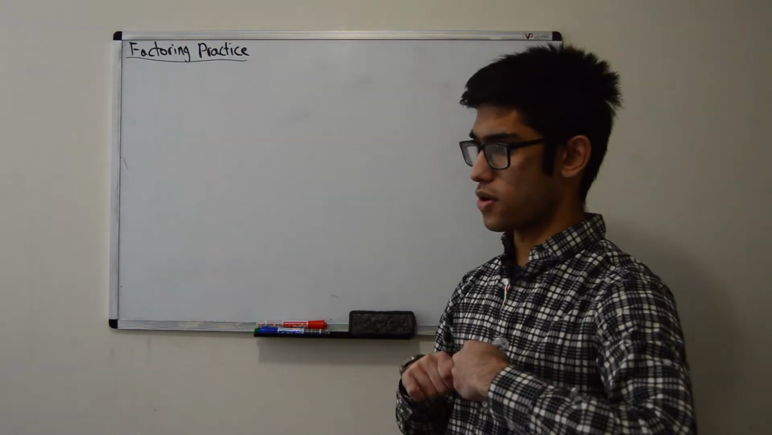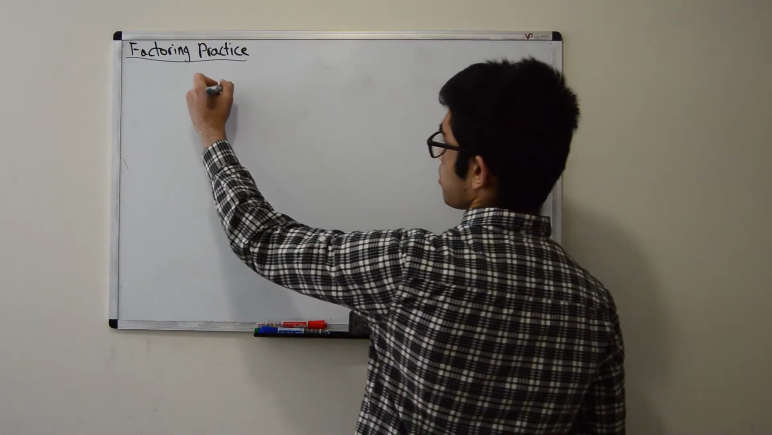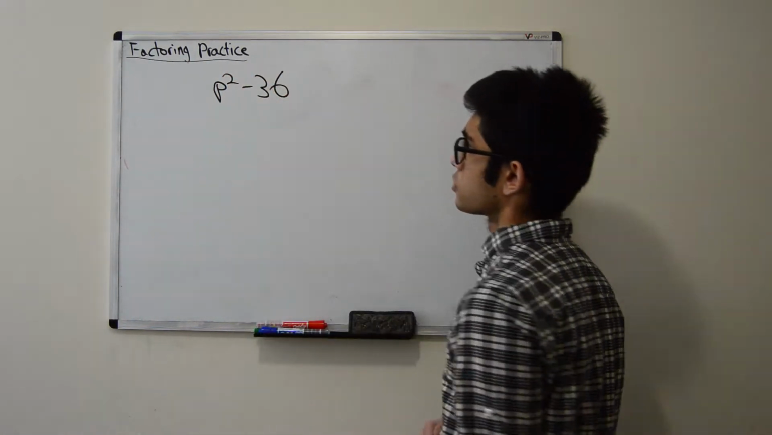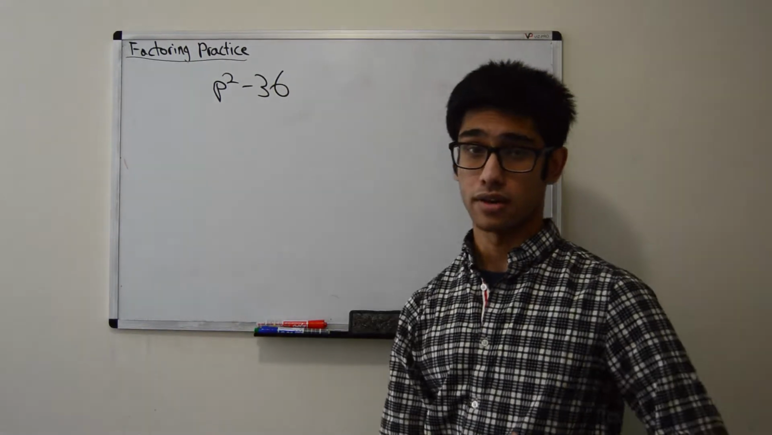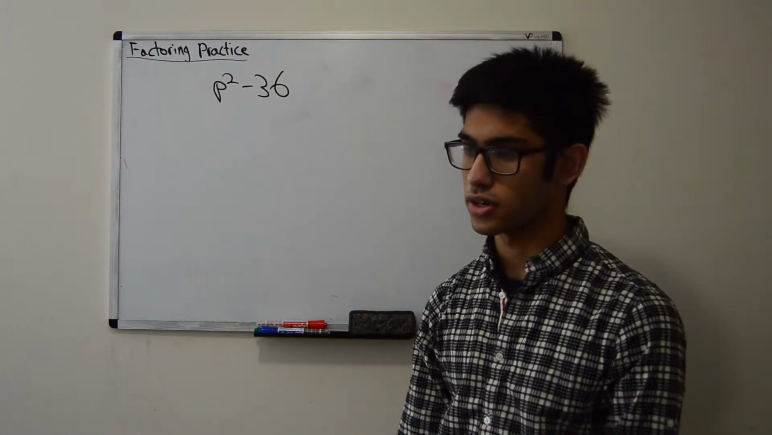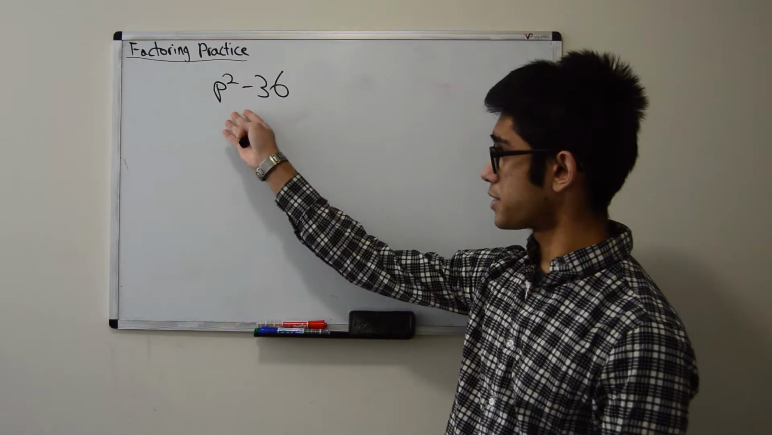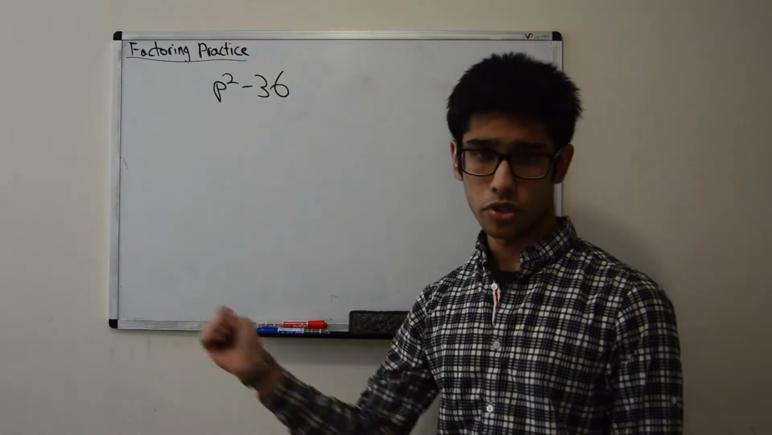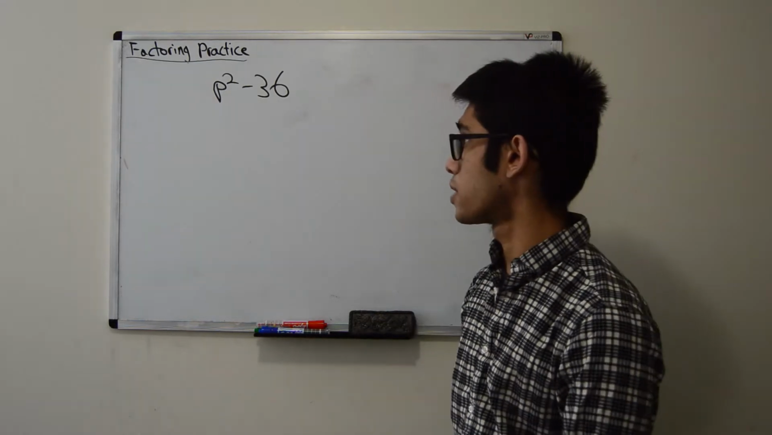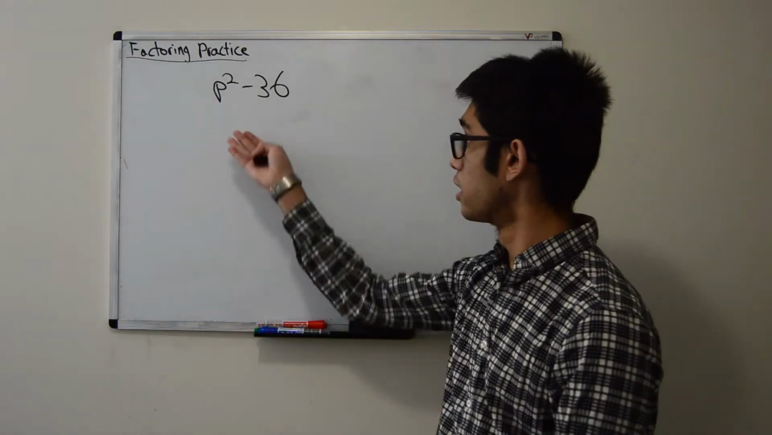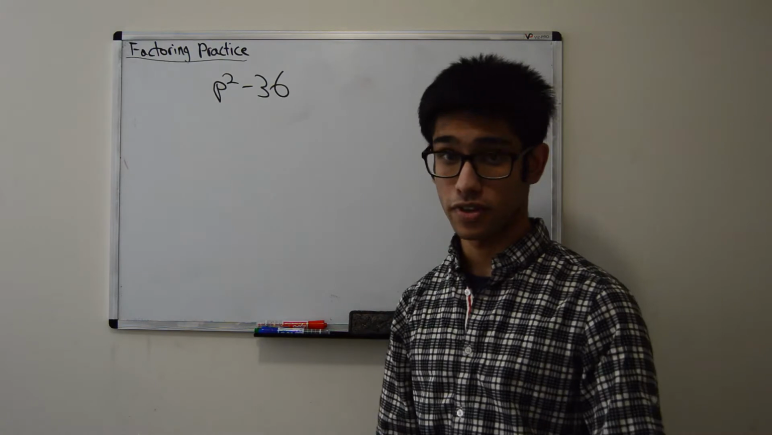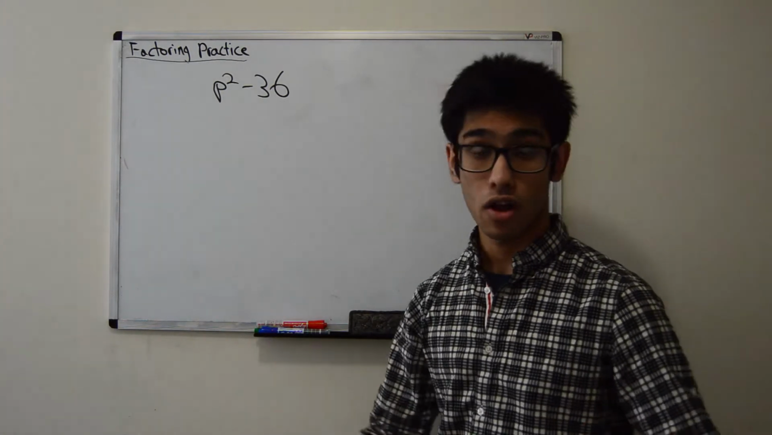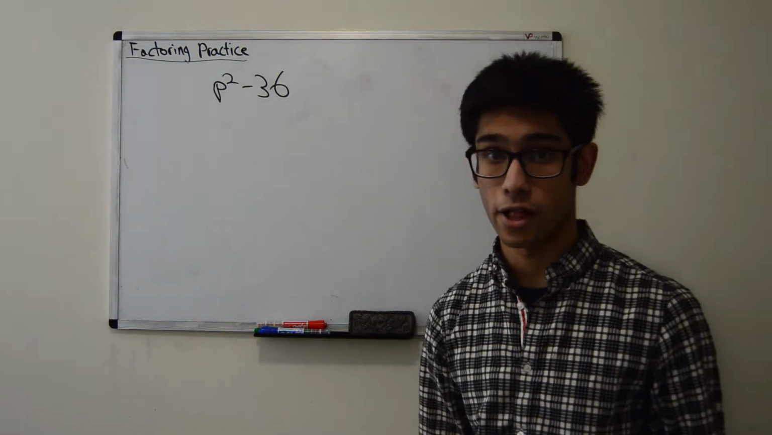So the first one I wanted to do was p squared minus 36. Let's say this is the expression you had on a test and you were asked to factor it. If you look at this, it is a special case. While I'm doing this, if you want to practice, take out a piece of paper, pause the video, do the problems before I do them, and check with me. Or otherwise you could always just watch, whichever way helps you.